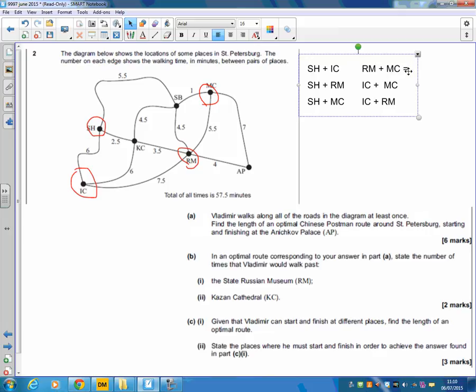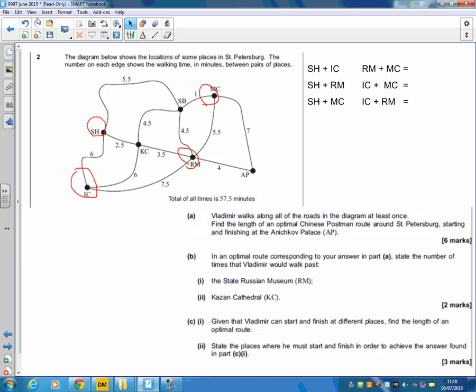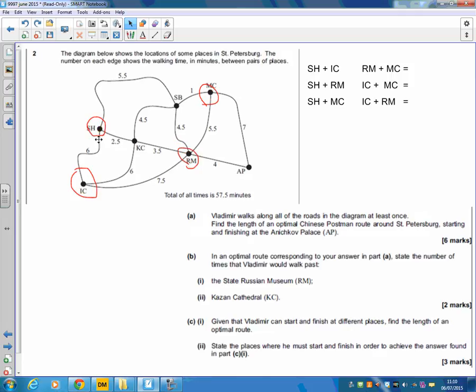And then we've got to work out the shortest way of connecting each of these, and we have to show all 3 totals. So SH and IC, clearly the shortest way of doing that is to go this way, which is 6. So that's going to equal 6. RM, MC, so it's 5.5 that way, 5.5 that way, a lot longer that way, a lot longer that way. So the shortest distance is 5.5. So this will add up to 11.5.